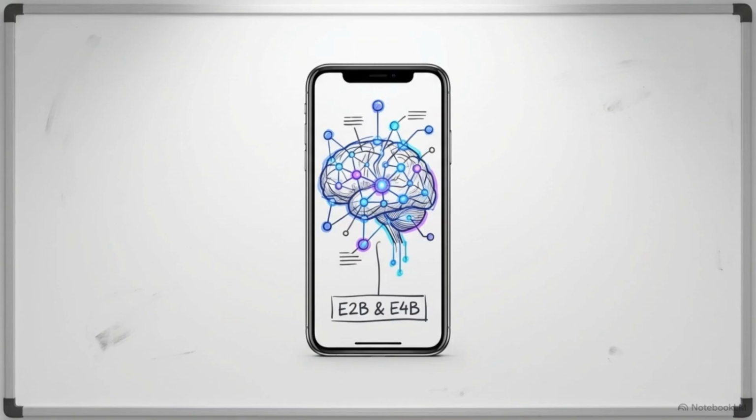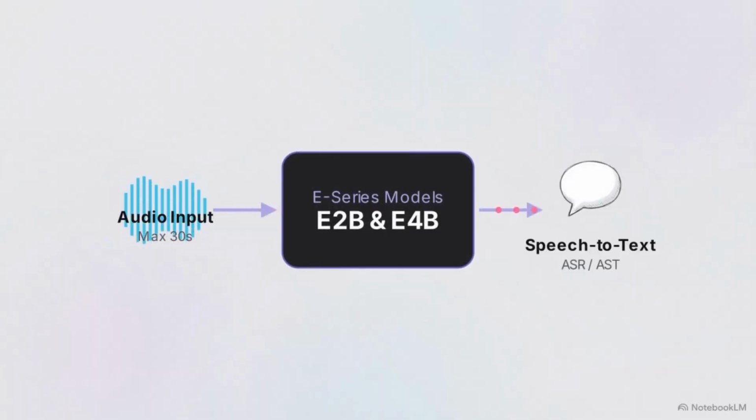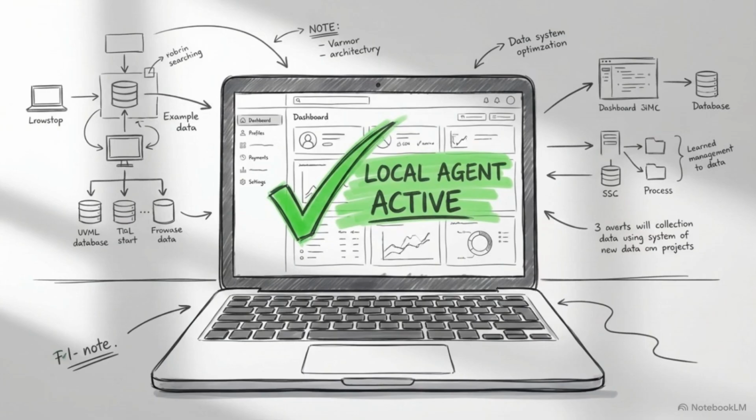You can deploy the dense models onto mobile devices or utilize the audio processing capabilities unique to the E-series variants. You now have a functional, hardware-optimized visual agent that operates entirely on your local machine.